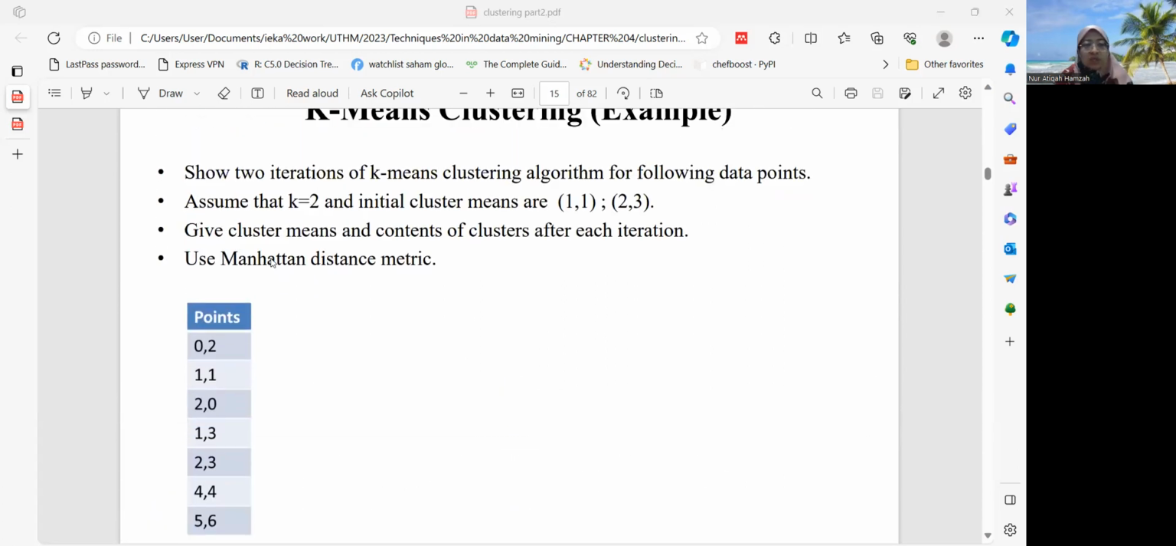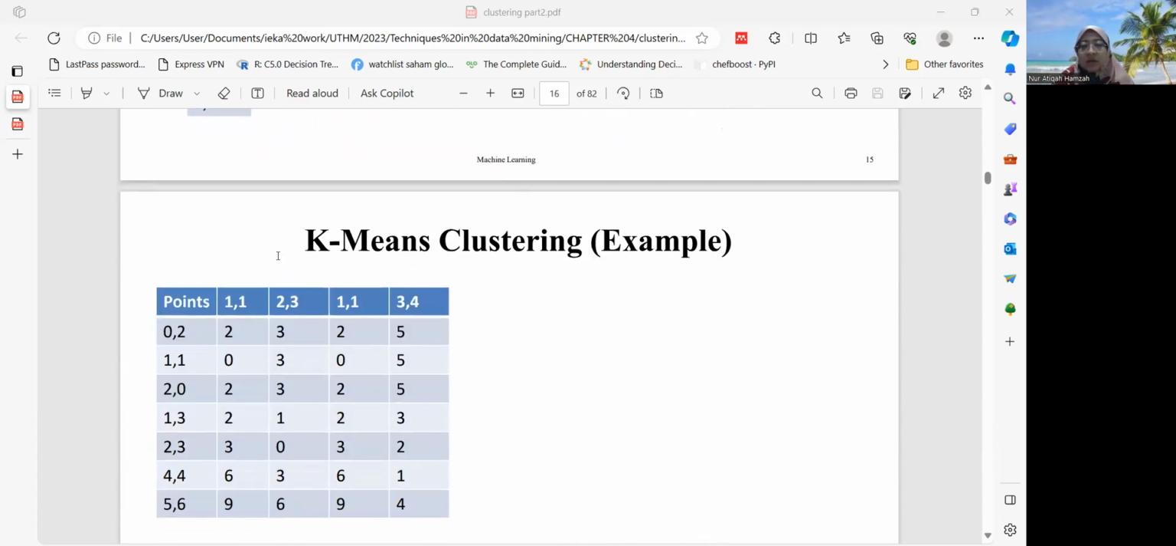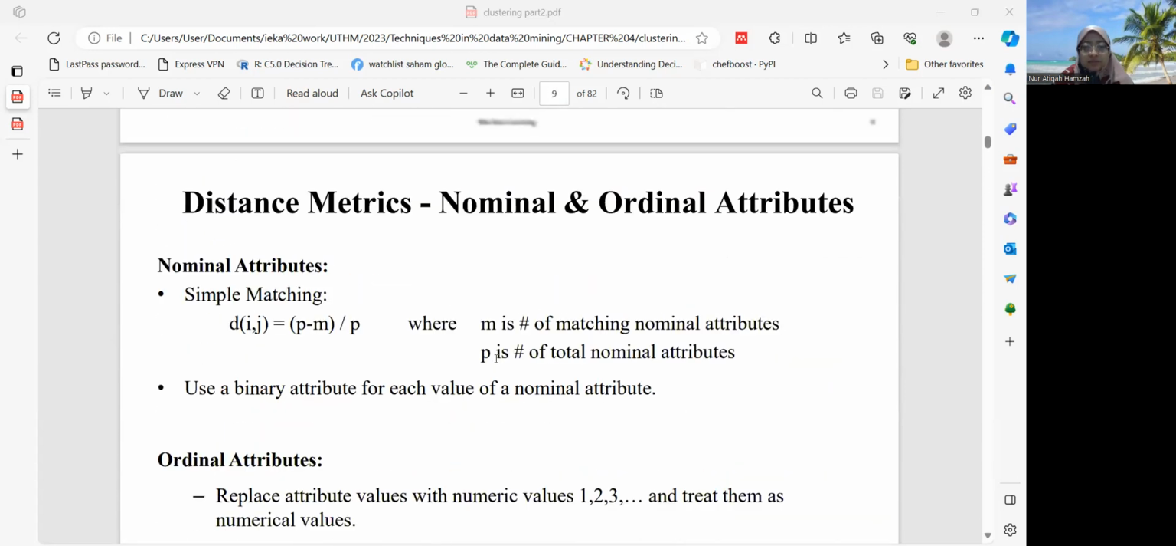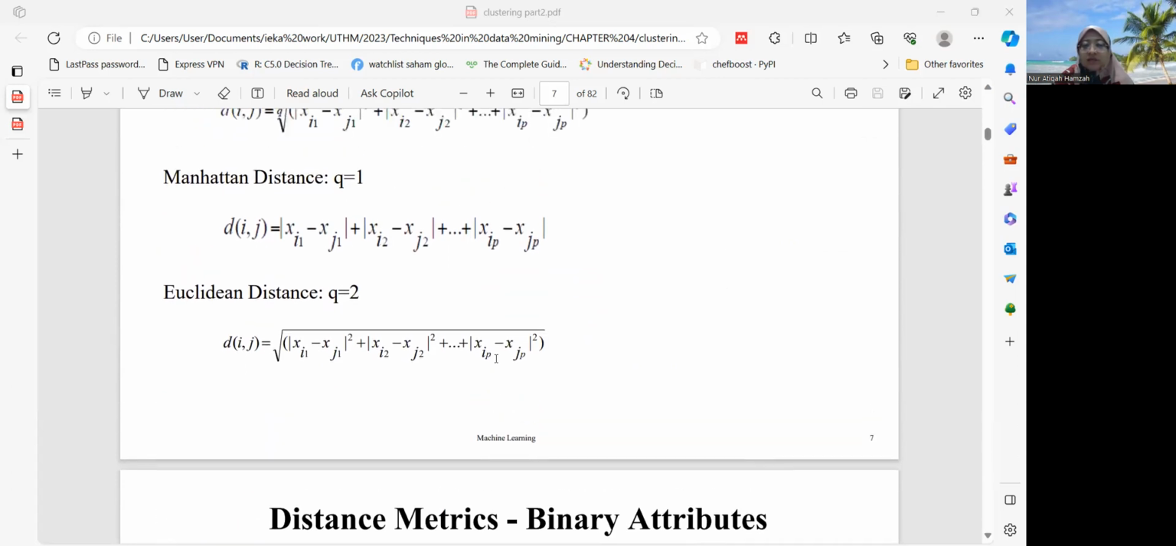So untuk contoh ni kita guna Manhattan distance metrik. Kalau awak tengok tadi dekat atas. Okay, this is the formula of Manhattan distance. |xi1 minus xj1| plus |xi2 minus xj2| plus ... plus |xip minus xjp|.